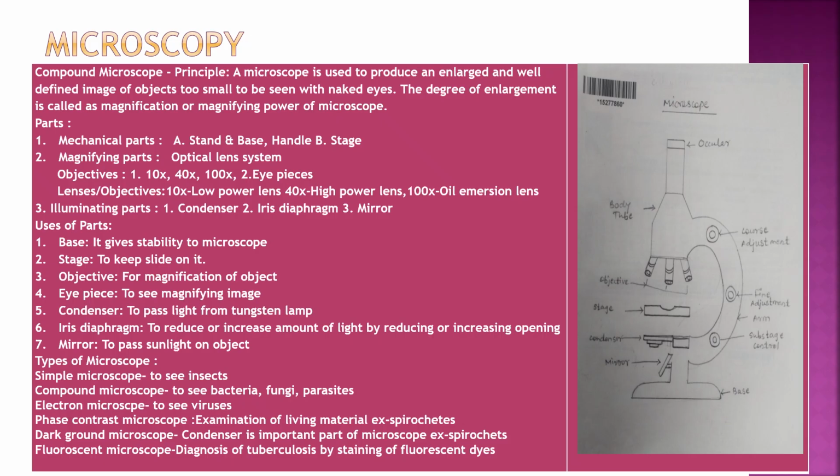Types of microscope: simple microscope to see insects; compound microscope to see bacteria, fungi, parasites; electron microscope to see viruses; phase contrast microscope for examination of living material like spirochetes and motility. The condenser is the important part to see spirochetes. Fluorescent microscope for diagnosis of tuberculosis by staining with fluorescent lights.